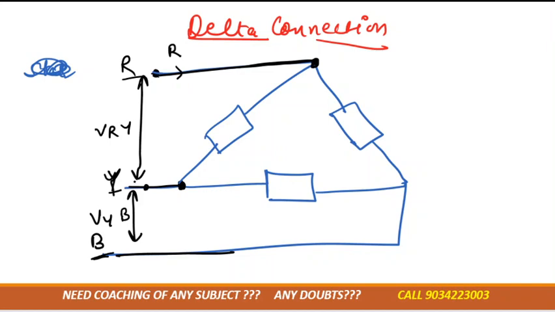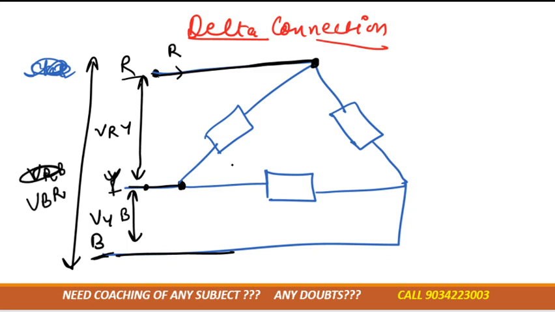So the voltage across R and Y would be VRY, voltage across Y and B would be VYB, and the voltage across R and B is VRB, or we can say VBR. Just consider VBR. This is point R, this is point Y, and this is point B. I'm writing here for this term the voltage between R and Y. These are all line voltages.